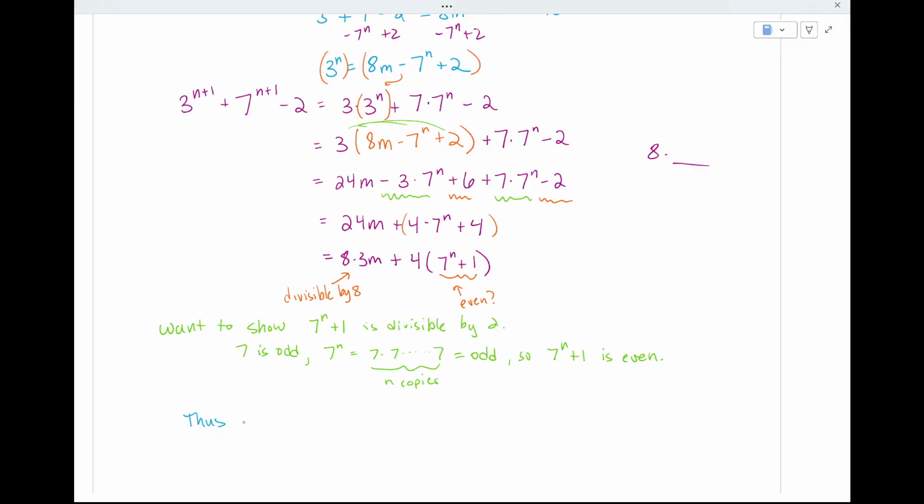Thus, 24m plus 4 times 7 to the n plus 1 is divisible by 8. By induction, 3 to the n plus 7 to the n minus 2 is divisible by 8 for all n greater than or equal to 1.